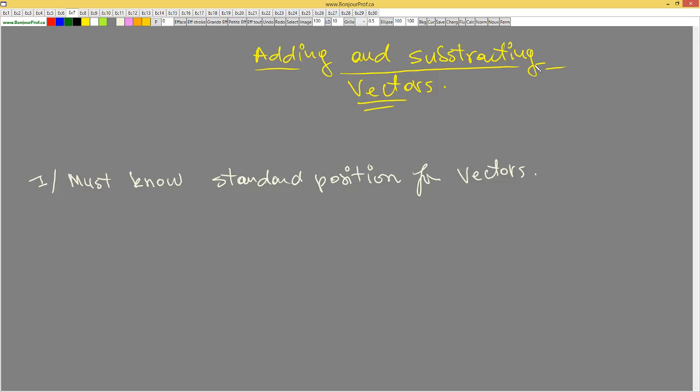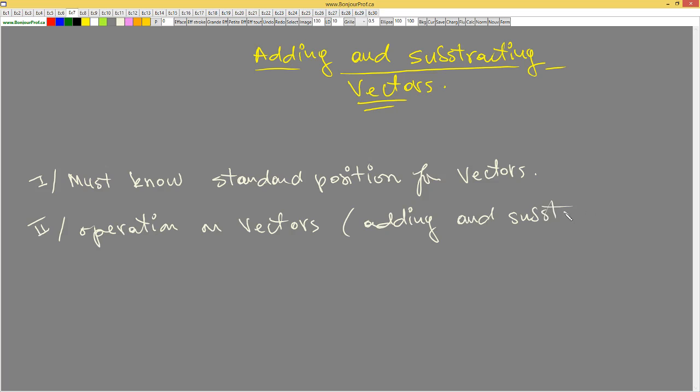Okay, adding and subtracting vectors. First, you must know standard position for vectors. This is a big one. So now we're going to do operations on vectors. What do we mean by operations on vectors? Adding and subtracting, and multiplication by a number, which is easy. You don't have any problem with that.